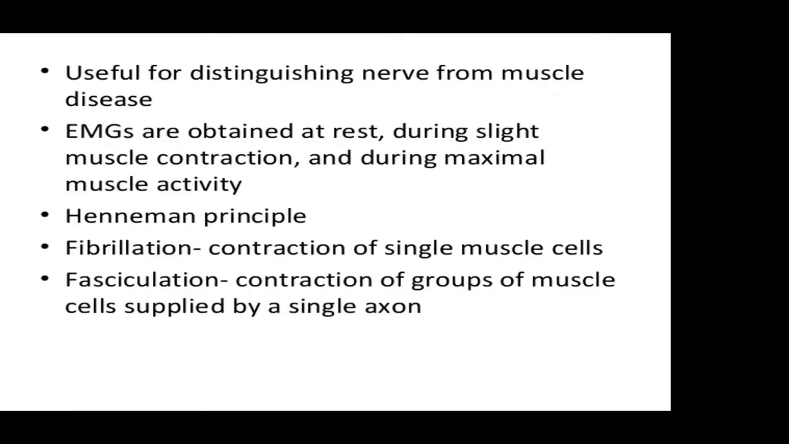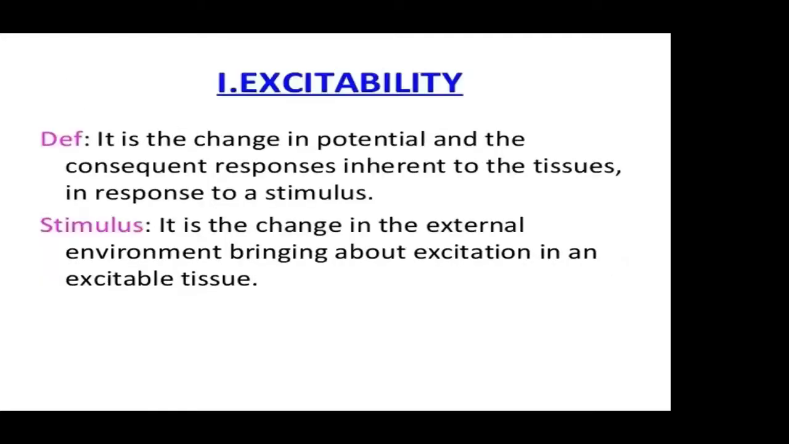Useful for distinguishing nerve from muscle diseases. EMG are obtained at rest, during slight muscle contraction, and during maximal muscle activity. Fibrillation is contraction of single muscle cells, and fasciculation is contraction of groups of muscle cells supplied by a single axon. Now let's see about the properties of skeletal muscle.